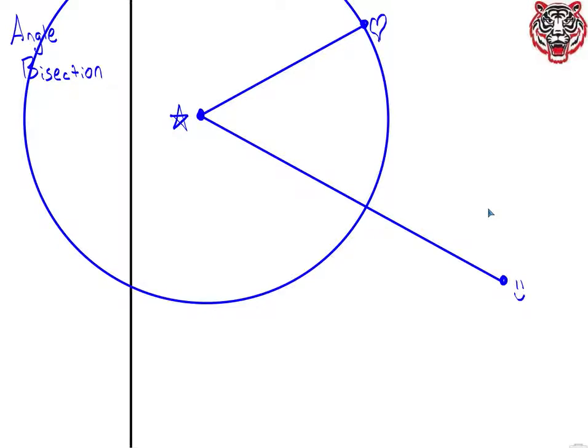I'm gonna pick up the... All right, and you don't really need to make a full circle again, right? You only need to figure out where we're cutting this line. So you only need to make a little tick mark down here.